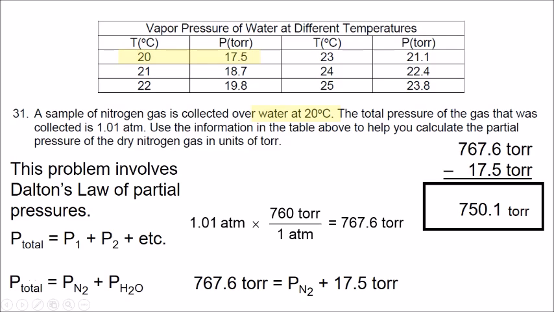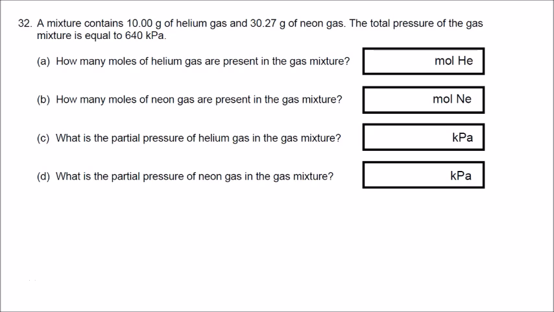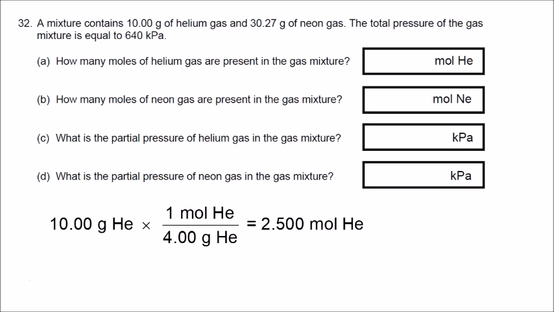Okay, on to number 32. We have a mixture of gases, helium and neon, but they're in grams. Let's convert from grams to moles. Looking at the periodic table, 1 mole of helium weighs 4.00 grams. 10 divided by 4 is 2.500 moles of helium.